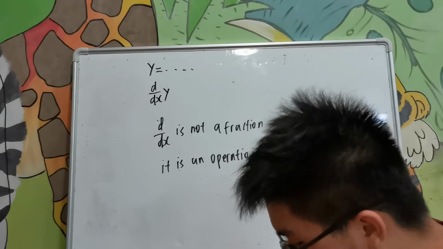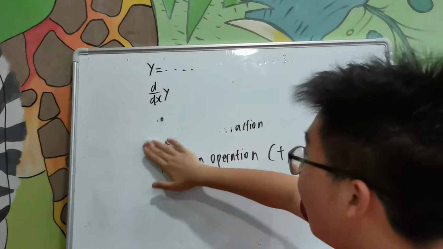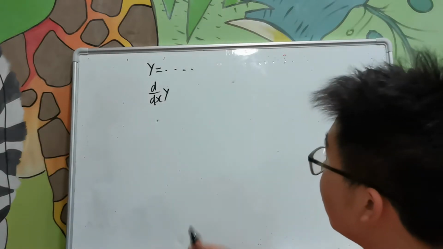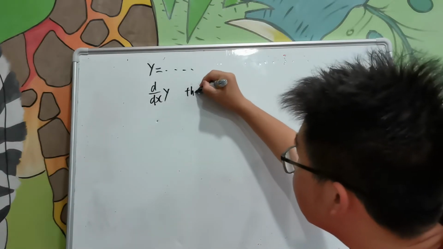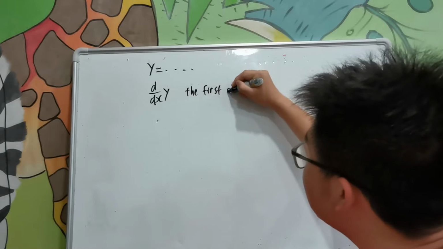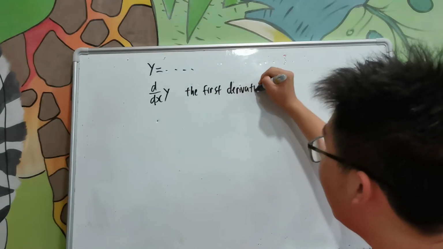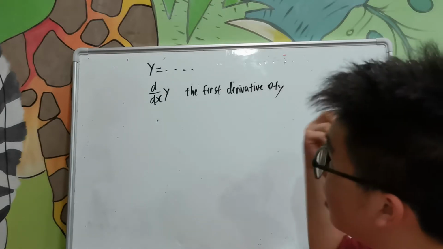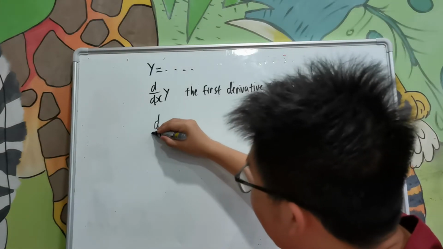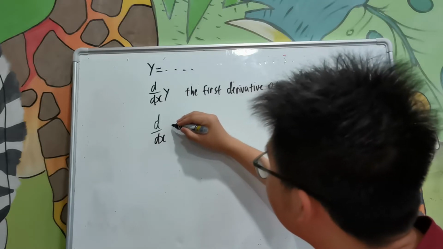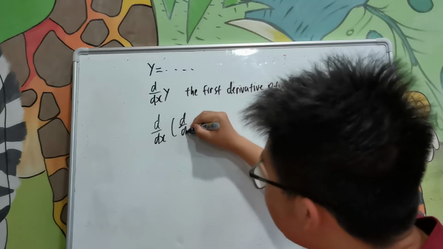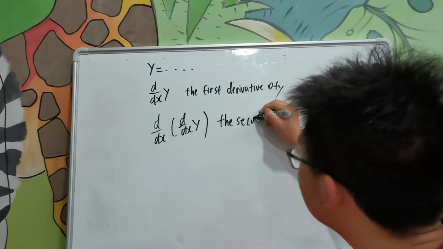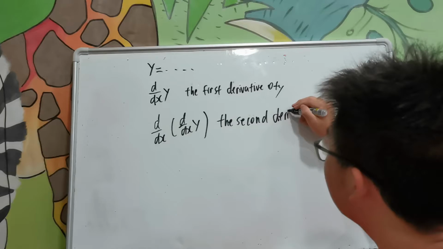So when I write d/dx of y, how you should interpret it is, you are taking the first derivative of y. If I do it again, let's say I do d/dx of the first derivative of y, this will be called the second derivative of y.